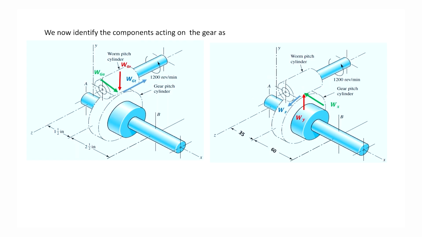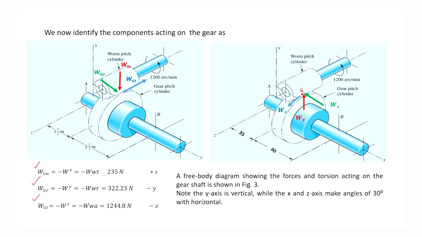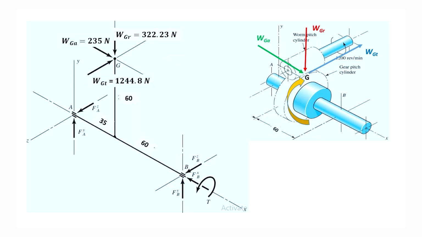We now identify the components of the forces which are acting on the gear, WGA, WGR and WGT. So, at this G point, we have identified the forces which will act on the pitch cylinder of the gear and their direction is also determined. With this, let us draw the free body diagram of the shaft of the gear. The shaft of the gear is drawn here in the isometric view. The axes are, this one is x, this is y and this is z.